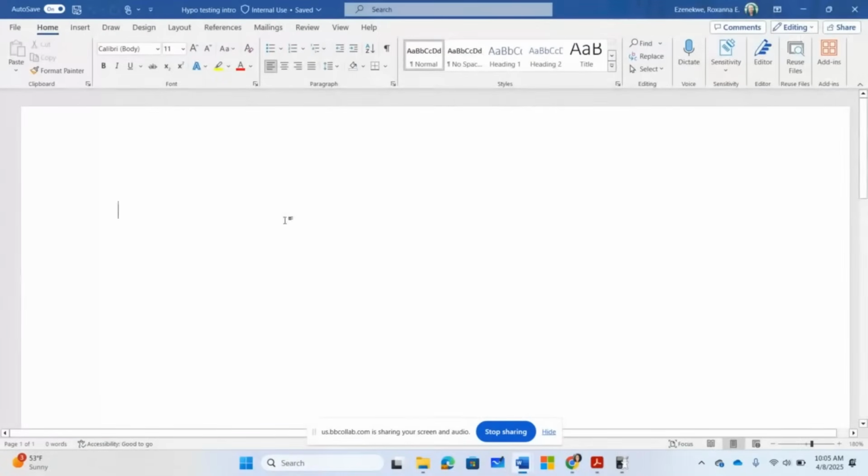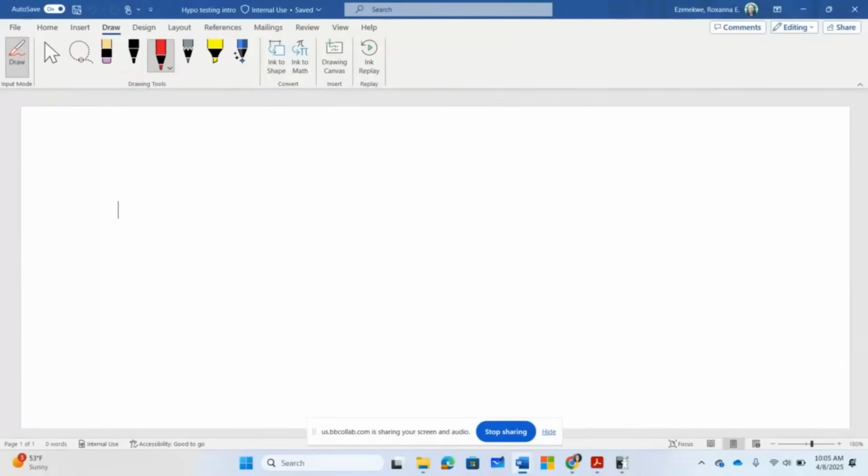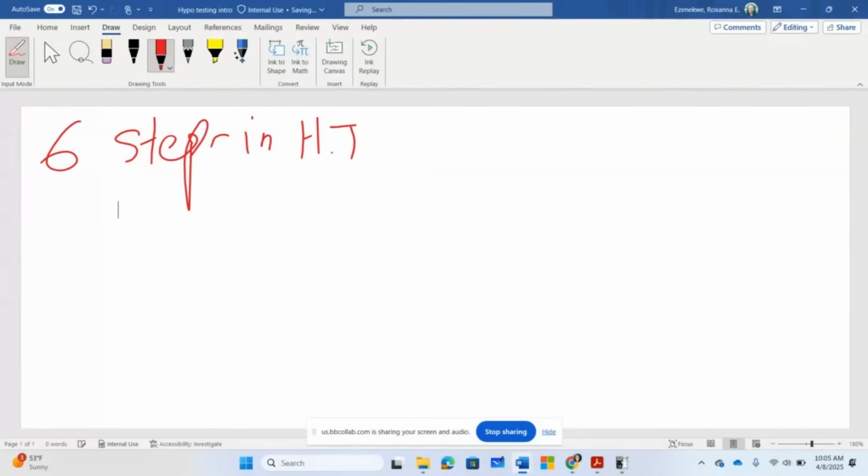Okay. All right, 6 steps in hypothesis testing. So I'm going to write step 1, 6 steps in hypothesis testing. Hypothesis testing. All right, step 1, identify the claim.